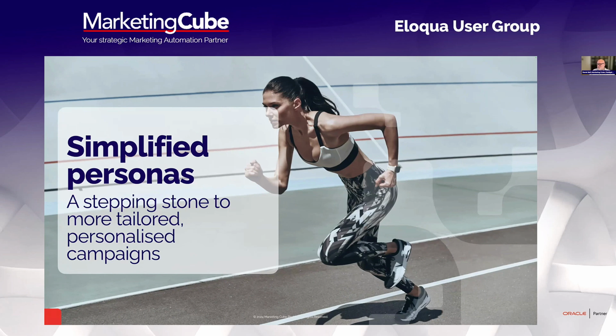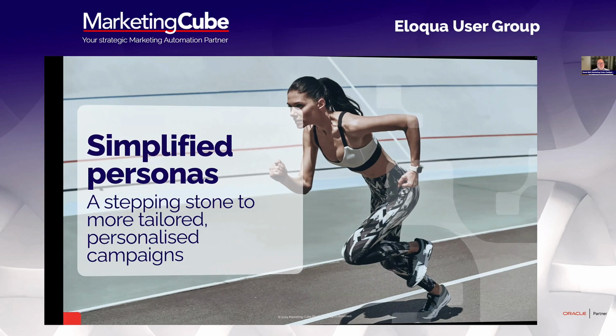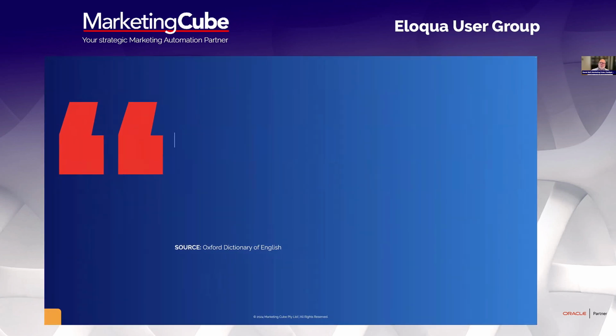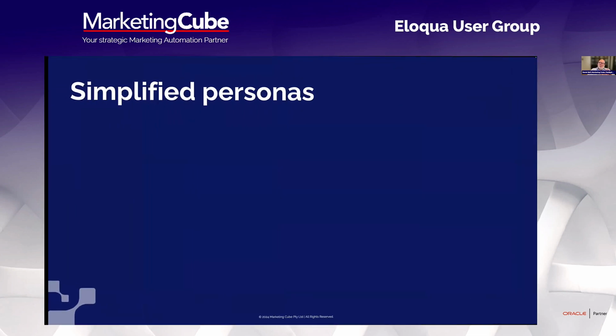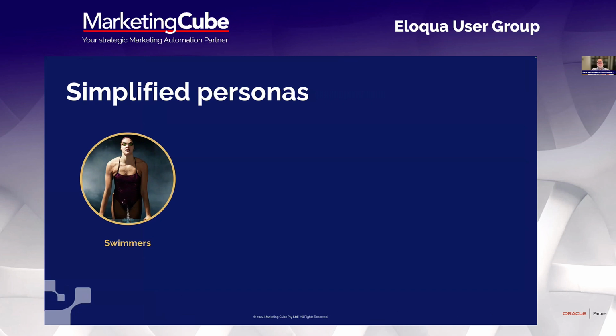Now, many of you on the call have probably got personas in place and functioning, and they could be complex or not. Defining a persona, I find you can have intellectual debates as to what a persona is. So I thought I'd stick with the dictionary to give us an idea of what a persona is. What I thought was interesting was: someone's character that is presented to or perceived by others. For example, her public persona has been sold to millions of women as the ideal, or Chris adds that his media persona does not match reality. Two different things, and not news to us, right? We get it. But the idea of the persona, to help us from a marketing point of view, is understanding an ideal potentially, and then trying to address our communications to that person that we think would resonate more.